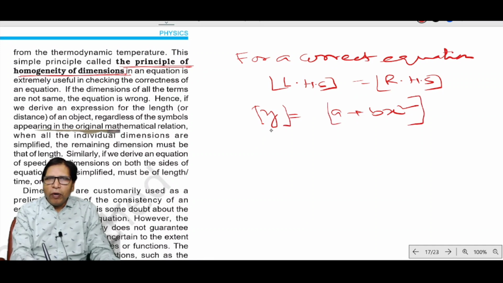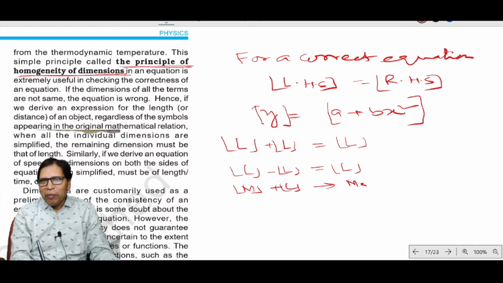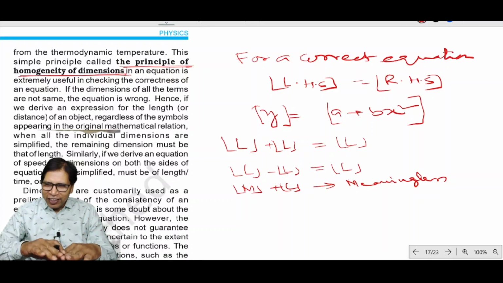Now, for example, look at this. Dimension of L plus dimension of L is equal to dimension of L. Dimension of L minus dimension of L equal to dimension of L. Now, dimension of M plus dimension of L, look at this, this is meaningless because two different physical quantities cannot be added or subtracted.